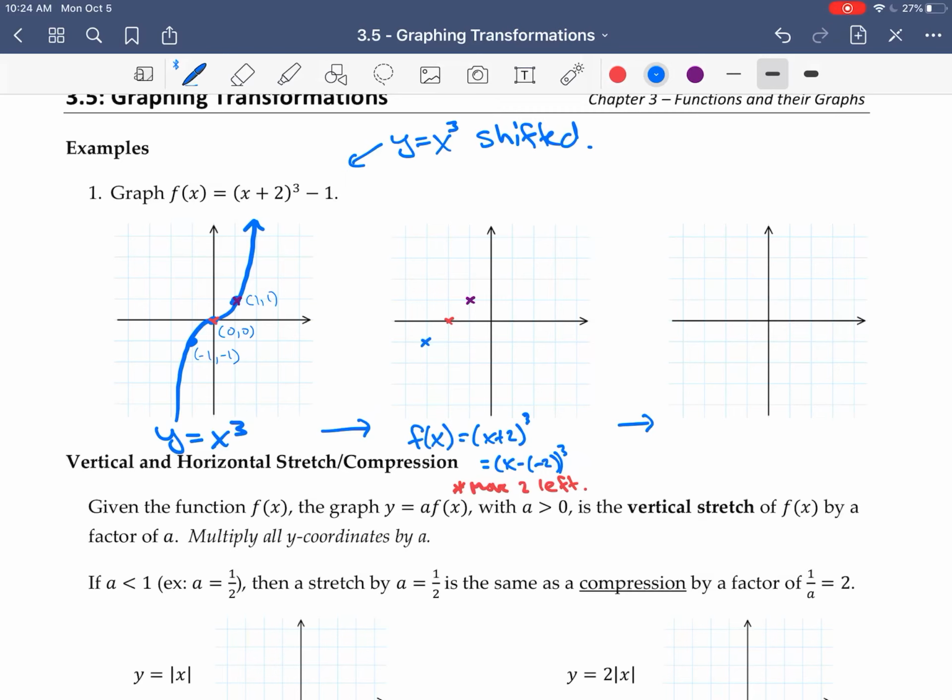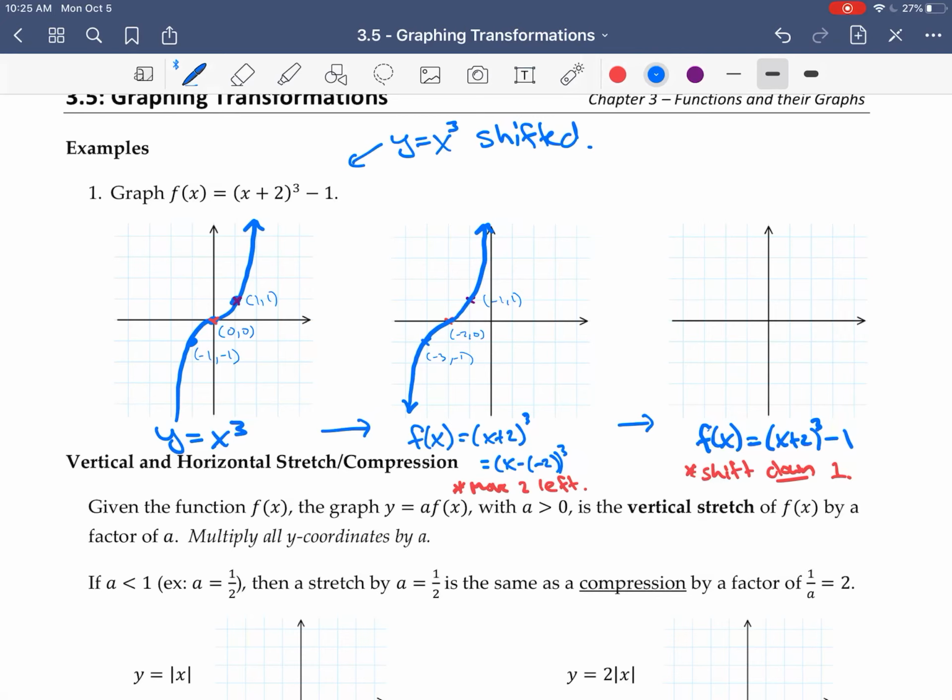Similarly, this point down here is going to be there, and I'm going to have the same shape, but at these new points. So this is (-2, 0), (-1, 1), and (-3, -1). Now I'm going to take this graph and subtract 1 from it. So I want to graph my final function, the graph that we just had minus 1. Now we're going to shift down 1 unit.